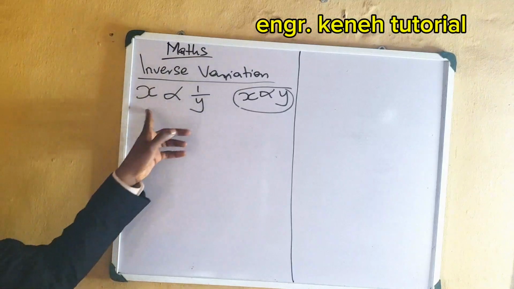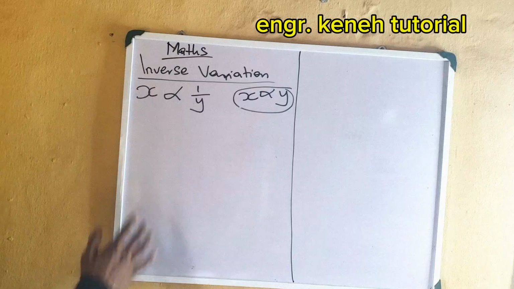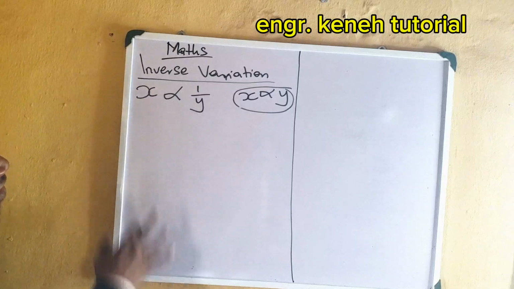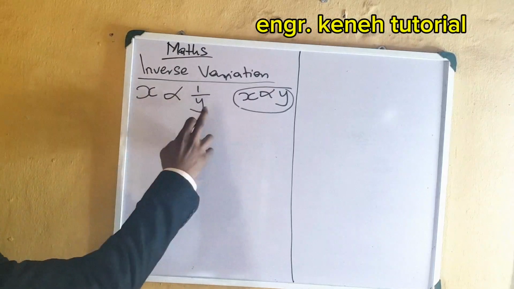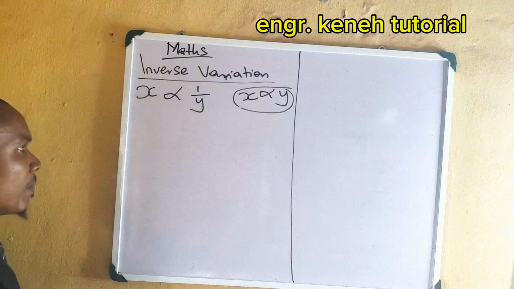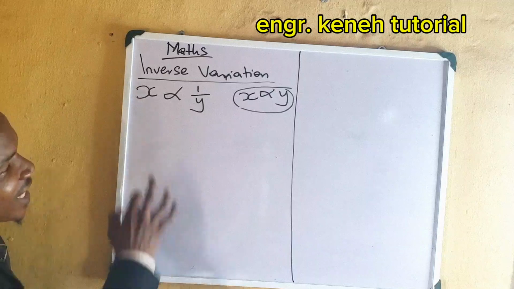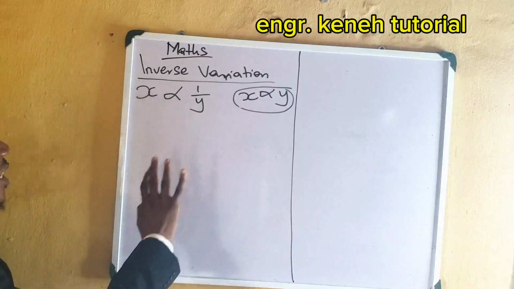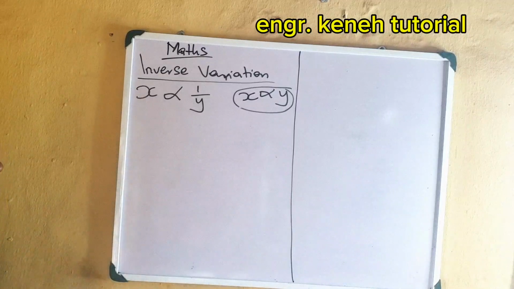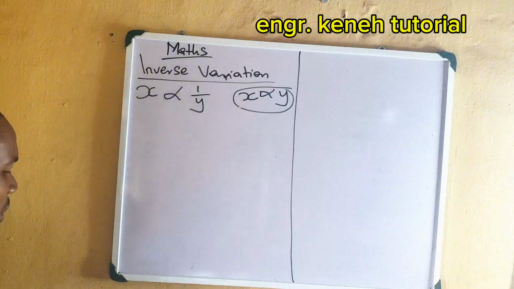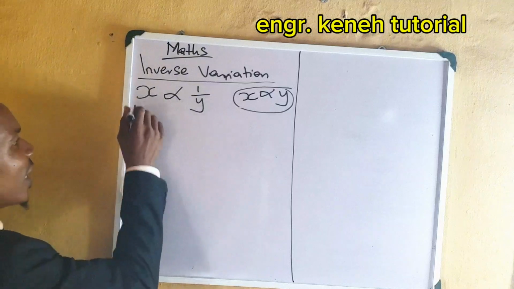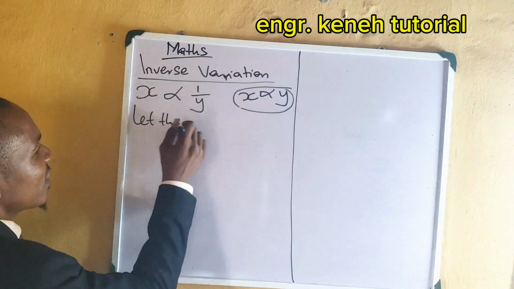So that is it. Mathematically, we use this kind of expression to show it. This is x. This is a variation sign. We have something like this. For you to solve anything, first of all, you have to change this variation sign to an equal to sign. And anytime you change the variation sign to an equal to sign, what you have on the right hand side, you multiply it by a constant.